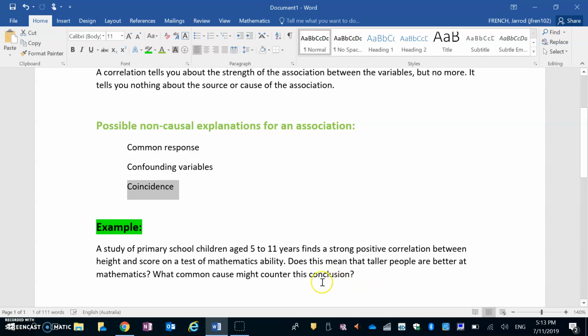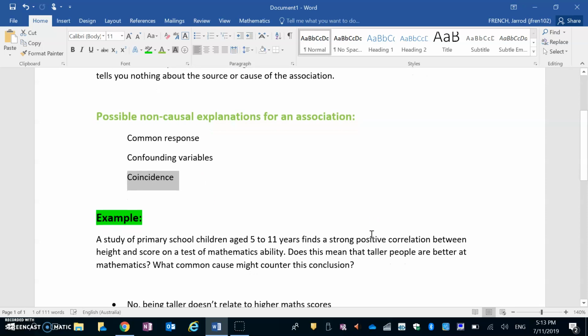Okay, so what we've asked here is, does being taller relate to being better at math? First things first, we need to think: do we think that is possible? Let's go through. Do we think that is just a coincidence? Is there a common response or confounding variables? Well, people being taller and being better at math, that is probably just a coincidence. There isn't anything really more to go off that. I would just leave it at that, and I'm just going to put this in dot points for you, okay?